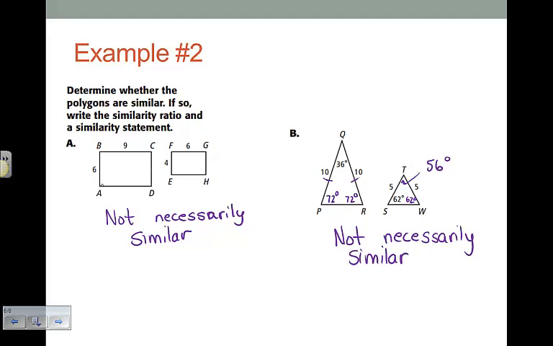Now, for these, if we had known that these were right angles, we could have gone ahead and done it. If we would have been given this information, we would have done 6 is to 4, 9 is to 6, and we would have known it was a rectangle, so this would have been 6, that would have been 9, this would have been 4, and that would have been 6, and we would have said yes. But because they didn't tell us that those are right angles, nor did they tell us that that figure was a rectangle, we can't do anything more with it.